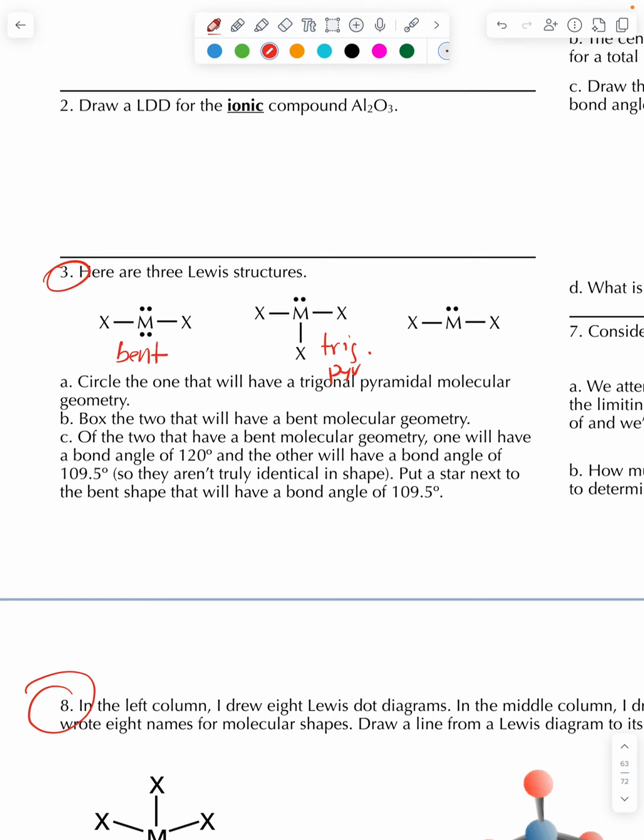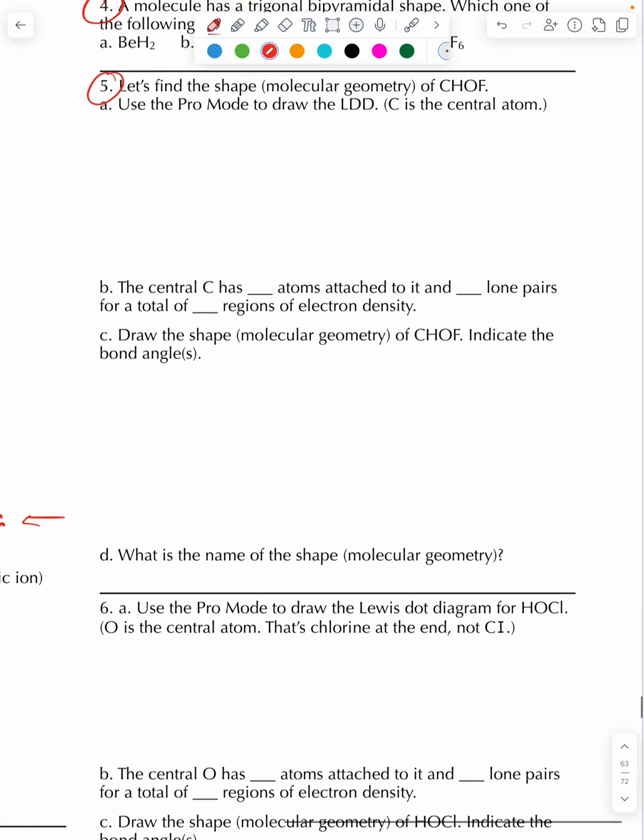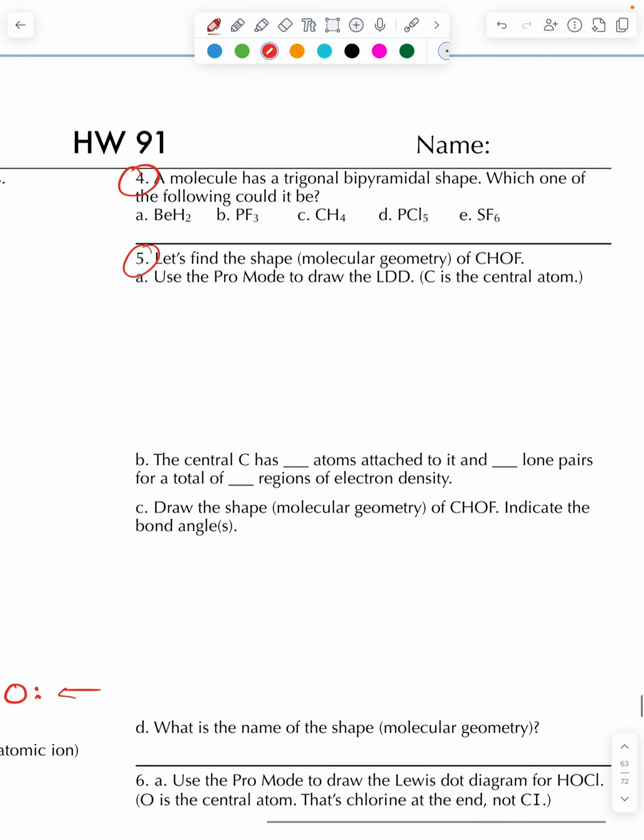Trigonal pyramidal, and that's bent. Easy, breezy, lemon breezy, whatever it's called. Another one of these kind of simple ones. A molecule has trigonal bipyramidal shape. Which one could it be? Well, trigonal bipyramidal requires how many atoms attached to the central atom? 5. So it has to be that one.